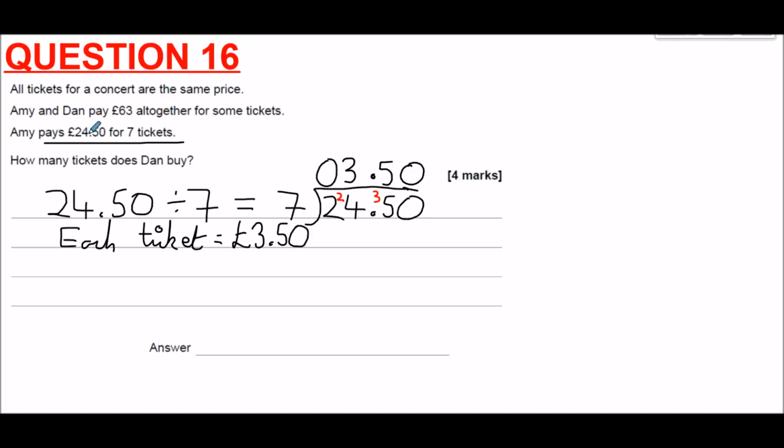So Amy pays £24.50 for hers. They pay £63 altogether, and so Dan must pay the rest of the £63. We can work out how much Dan pays by doing £63 take away the £24.50 that Amy pays.